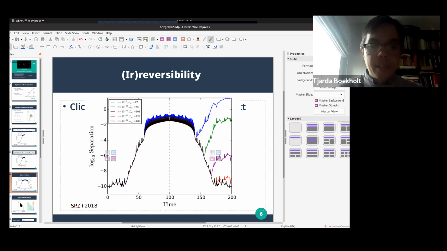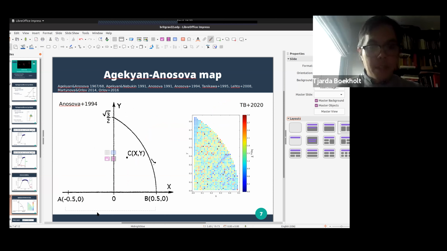Now I want to measure these things not just for one triple, but for a population. So one way to make a population is as follows. It's called the Agekyan-Anosova map, where you place one body at point A and one body at point B, and then randomly you put a body within this region. So here on the right, each dot is a different initial condition, a different simulation.